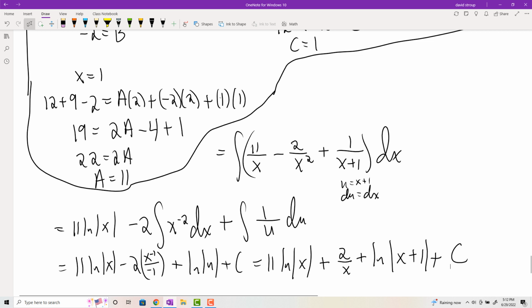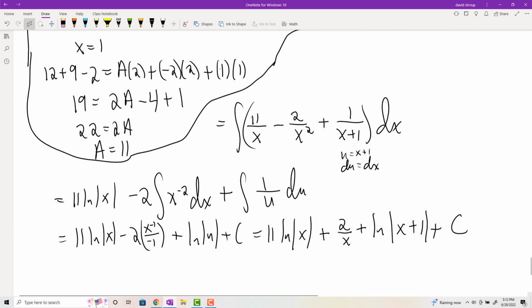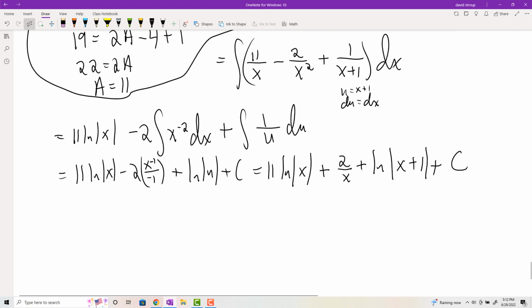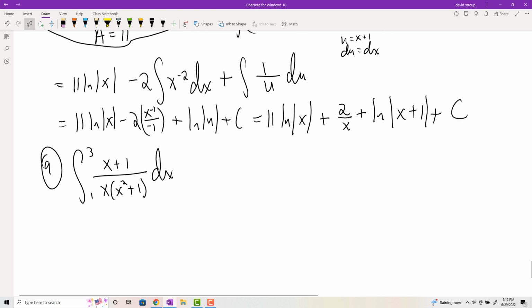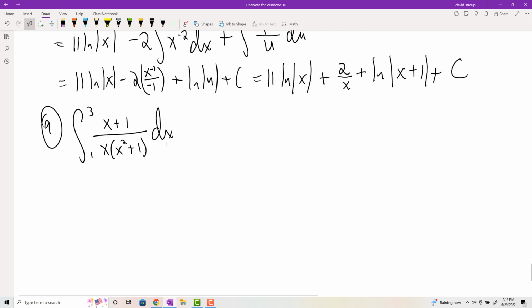Okay. Let's look at one that has an irreducible quadratic in it. So problem 9. The integral from 1 to 3 of x plus 1 all over x times x squared plus 1 dx. So the denominator is already factored. I'm just going to do my setup now for my partial fraction decomposition.